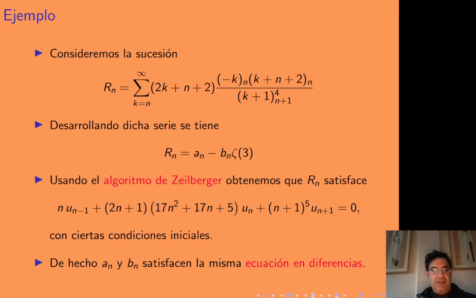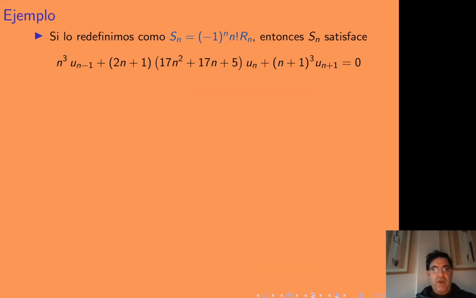But notice that this expression has polynomial coefficients in n of different degrees. You have polynomial degree 1, degree 3, 1 here, 2 here, 3, and then here 5. So I would like to have the same degree in all these polynomial coefficients. So what I'm going to do is redefine this, like (-1)^n n! Sorry, there should be a square, R_n, and if so, then this S_n fulfills this recurrence.